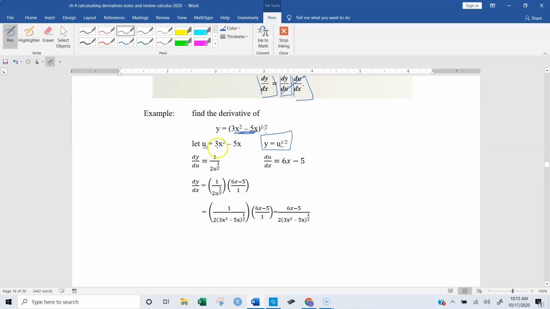Now I have to do the derivative of u with respect to x. So that's just 6x minus 5. Good to this point? Now we multiply those two. So we got this derivative times this derivative, but I don't want the u there. So I'm going to take the u out and replace it with what it was originally worth. So this u now becomes 3x squared minus 5x. Now we just do the math. So we multiply the numerator, multiply the denominator, nothing cancels, so we are finished.